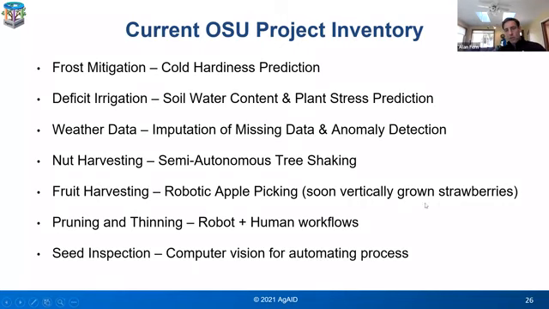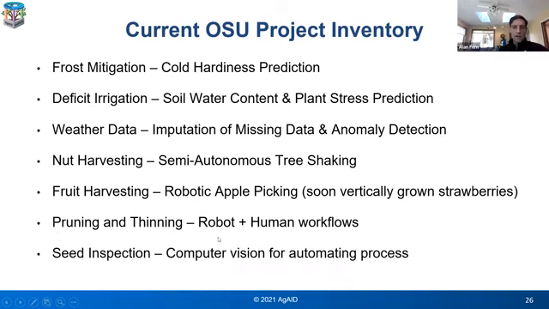And also we're starting to, Northwest Farms donated us a vertical grow wall, and we're going to be growing strawberries this summer to work on picking of strawberries. That tends to be the bottleneck, it seems, when you talk about vertical growing. You actually have to eventually harvest those things.